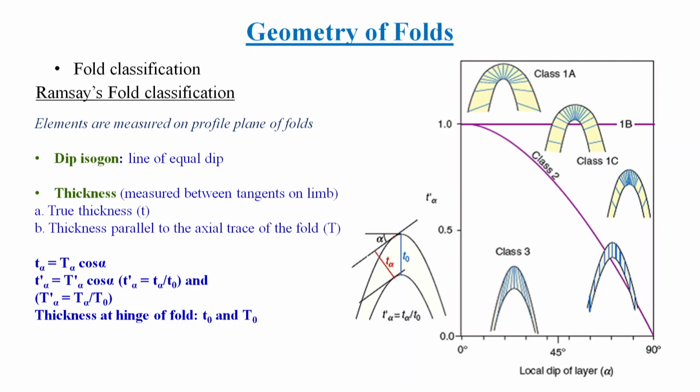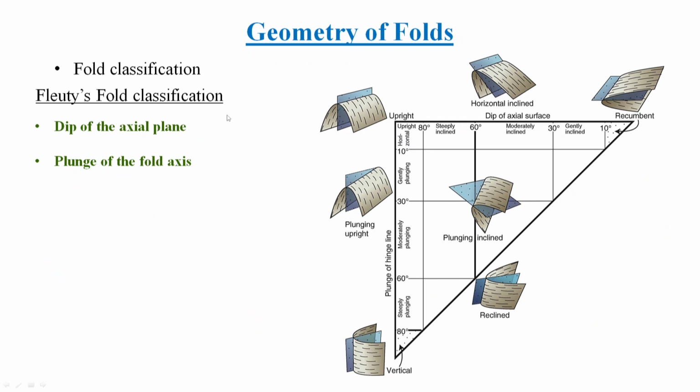Then you have class 2, where the dip isogons are parallel, so they are also referred to as parallel folds. And the third one, where your dip isogons from one layer to another are diverging. In that case, they will be considered as divergent dip isogon or class 3 folds. Based on the dip of the axial plane and plunge of the fold axis, Fleuty also proposed a classification scheme, and this is also very widely used.